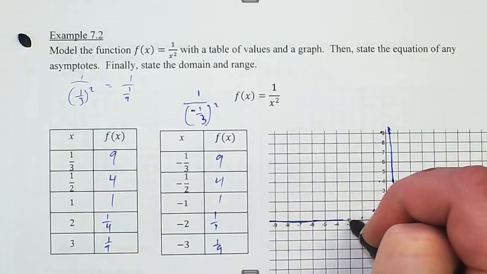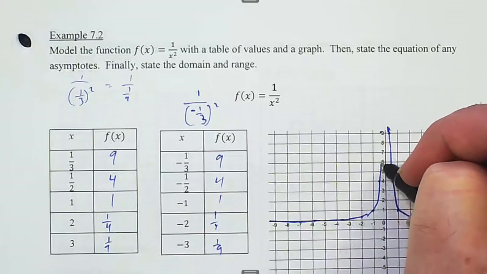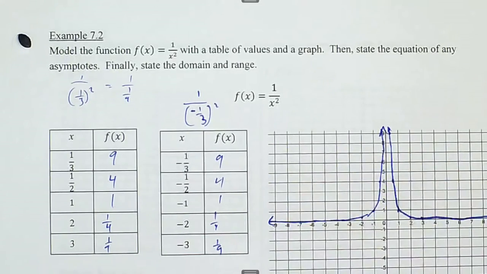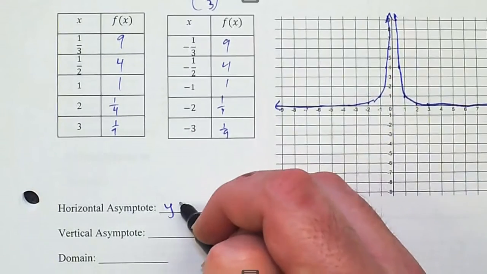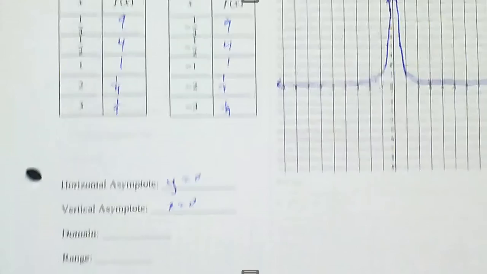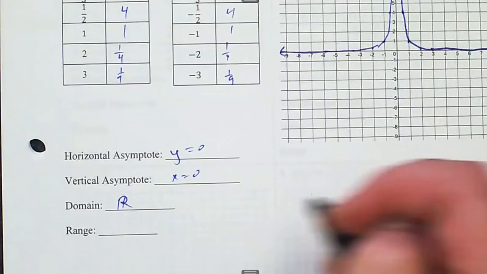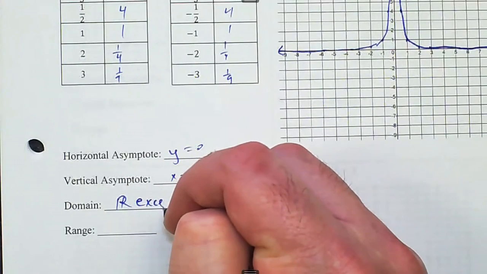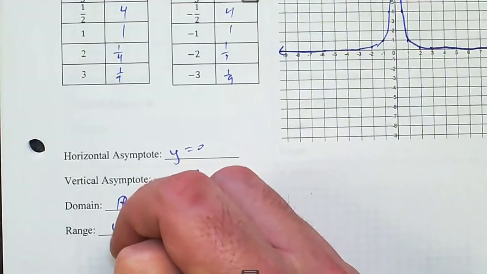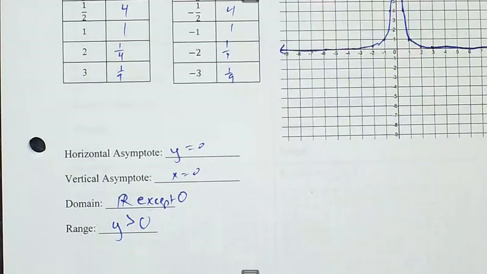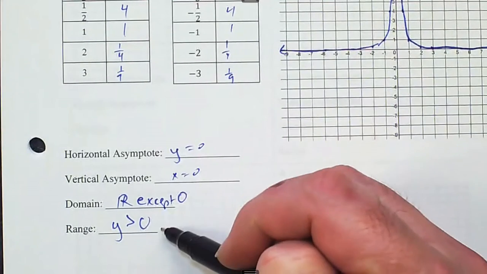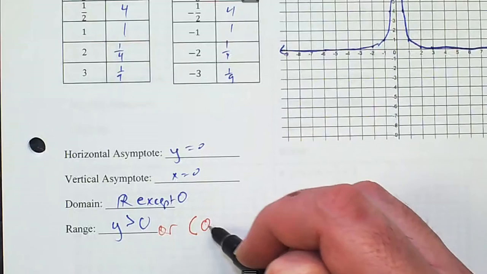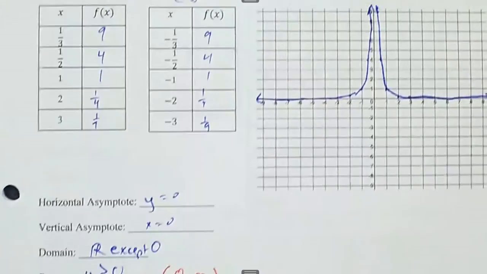So we have a graph that's symmetric across the y-axis. We have a horizontal asymptote of y equals 0, a vertical asymptote of x equals 0. The domain is still all real except 0. But our range is now y is strictly greater than 0, or if you prefer, you could write it in interval notation, 0 to infinity.